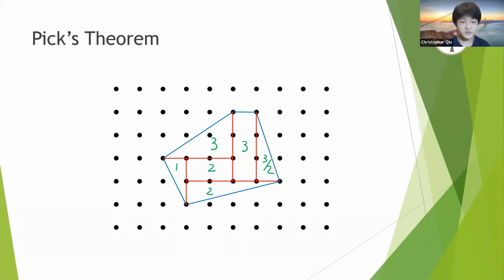So basically we take the polygon and divide it into rectangles and triangles, and we can find all of these areas relatively easily. We can sum them up to find the total area, which is 1 plus 2 plus 2 plus 3 plus 3 plus 3 halves. This gives us a sum of 25 over 2. And so this is one way we can find the area of this polygon.